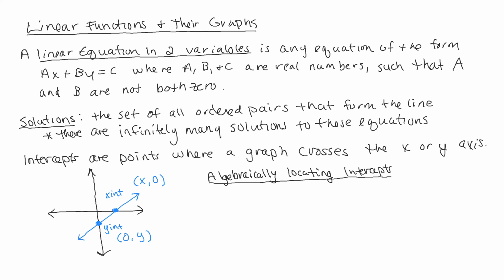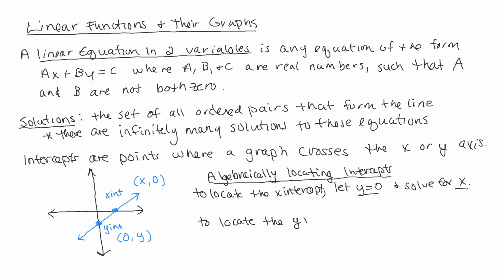That's what this graph here in blue is all about. If you're looking for the X-intercept, we let Y equal 0 and solve for X. To locate the Y-intercept, we do the opposite: we let X equal 0 and solve for Y. Basically, you let the opposite variable equal 0 and then solve for whatever intercept you're looking for. So if you're looking for the Y-intercept, you're solving for Y.